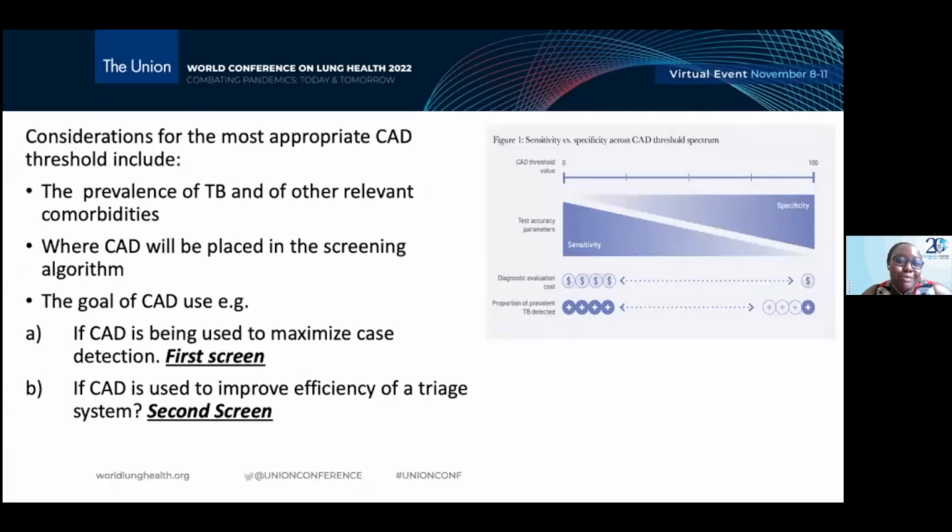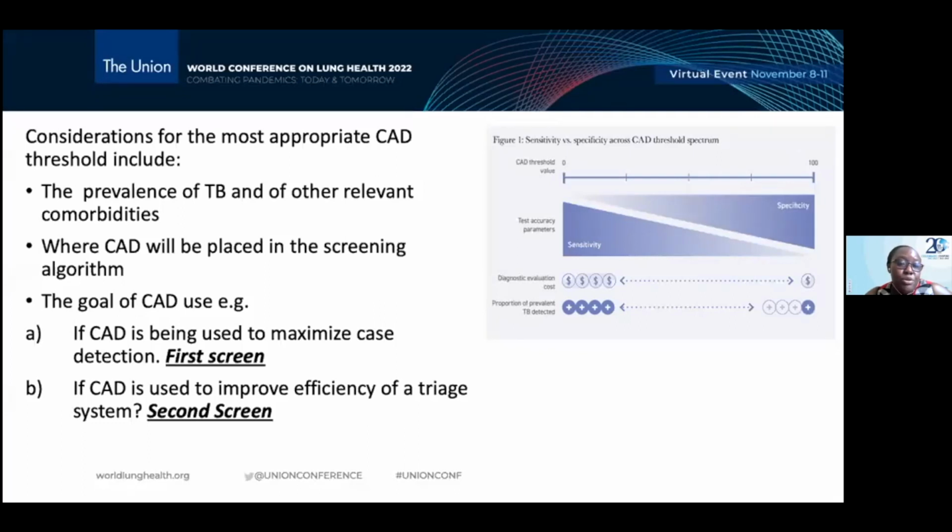We know that the consideration for the appropriate CAD threshold score depends, one, on the prevalence of TB in your setting and the prevalence of other relevant comorbidities like HIV, diabetes, or even the proportion of patients who have previously had TB. So the number of people coming back with a second or third or fourth episode of TB. It also depends on where CAD will be placed in the screening algorithm.